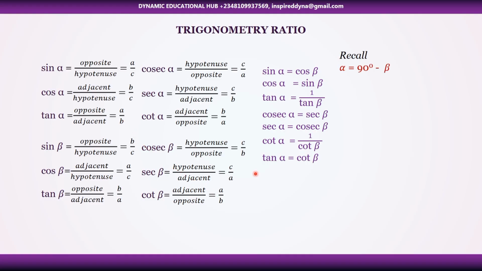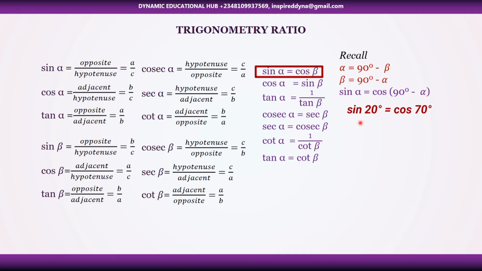Now recall that alpha is equal to 90 degrees minus beta, and beta is equal to 90 degrees minus alpha. And substituting that into this, what are we going to have? We have sine alpha gives us cos of 90 degrees minus alpha. So which means that sine 20 degrees will be the same thing as cos of 90 degrees minus 20 degrees, and that is 70 degrees. So when you have two angles that are complementary angles, sine of one will be the same as cosine of the other one.